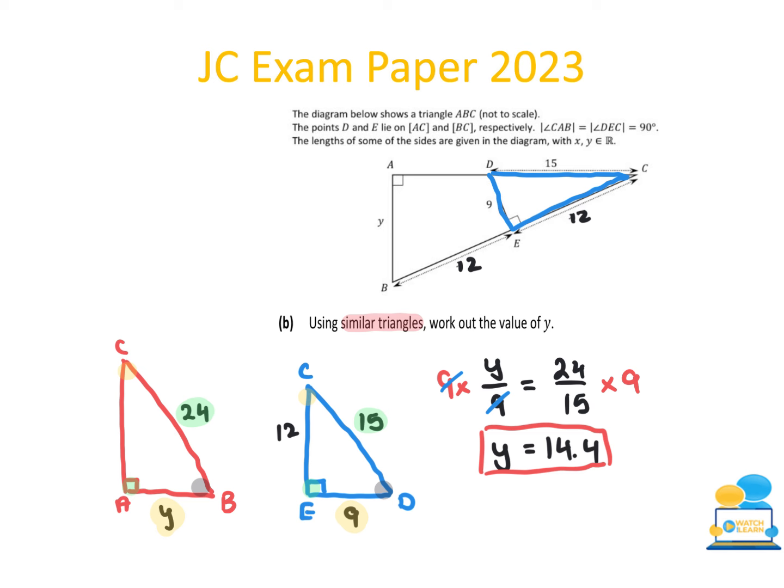So with this question, it's always a good idea, if you're using similar triangles, to draw the triangles out separately yourself, just so you can see which sides are corresponding to each other. It's a lot easier to see it when you have them drawn out separately than when you look in the diagram that they've given you in the question.